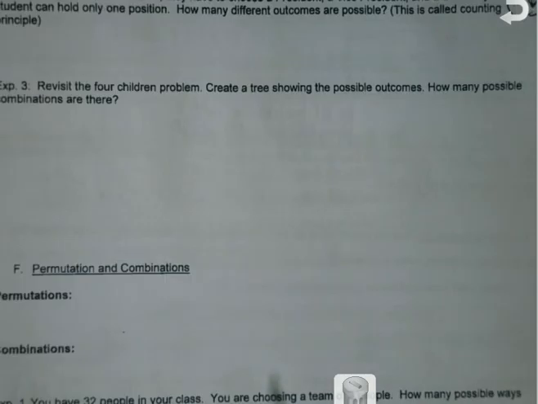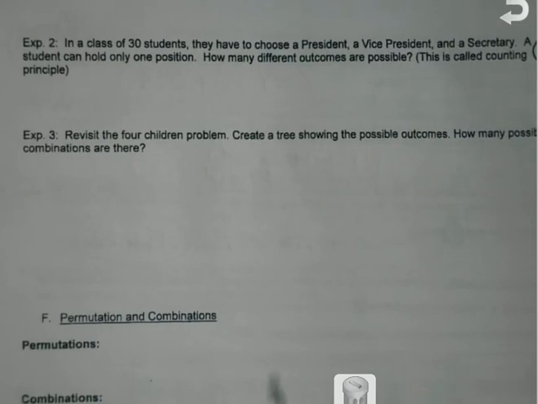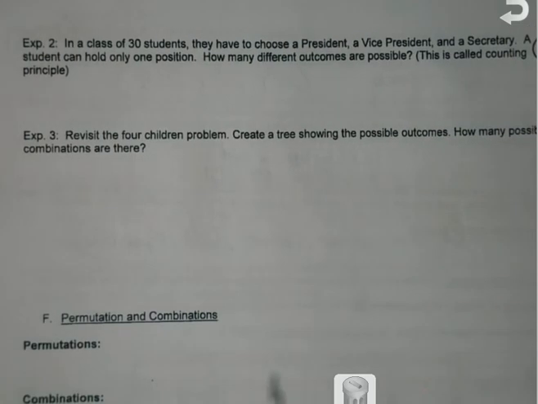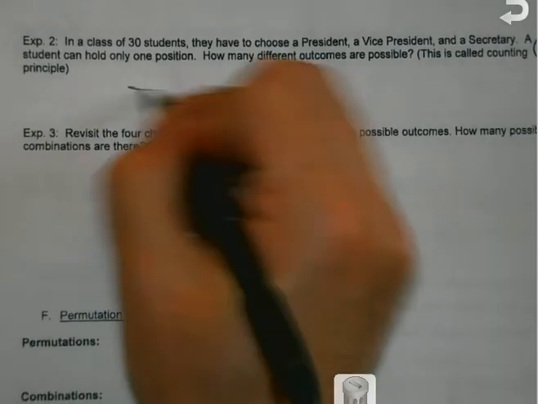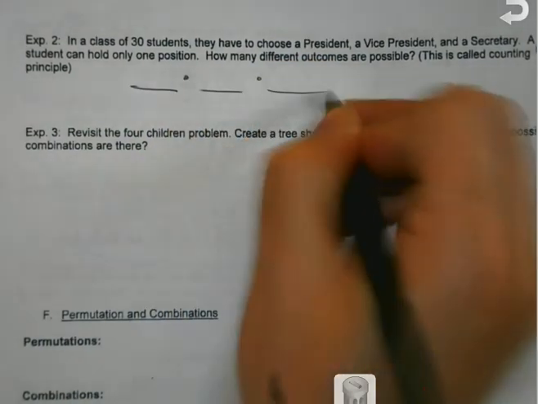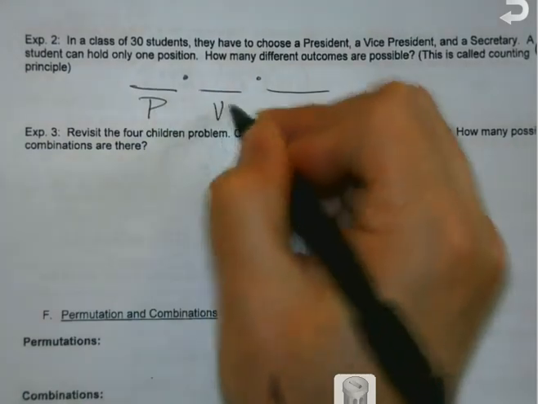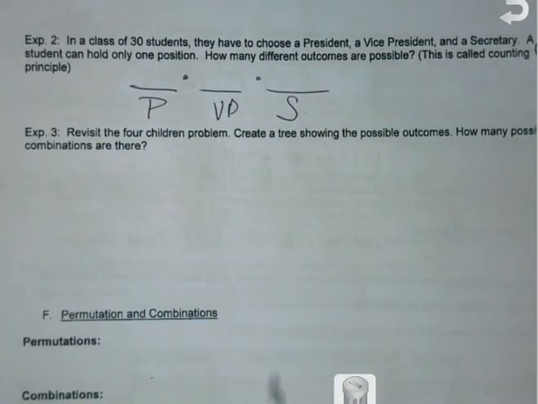So we finally make it to the back. We're like, okay, class of 30 students, I got to choose a president, a vice president, and a secretary. Student can only hold one position. How many outcomes are possible? Okay, again, I am visual. I want a president, I want a vice president, I want a secretary. Once you take one office, you can't have another one. This is not a dictatorship. Looks like we're dealing with a democracy here.